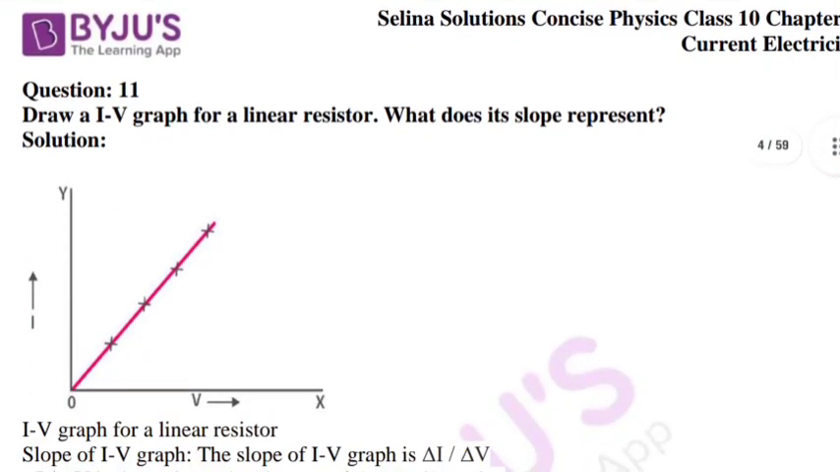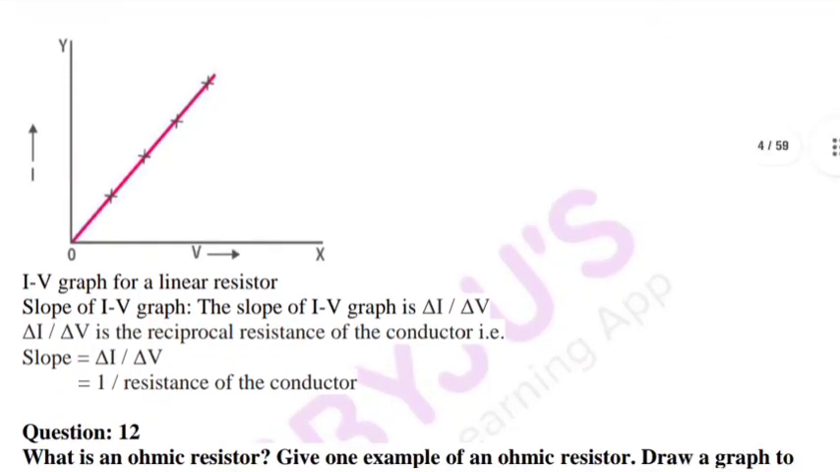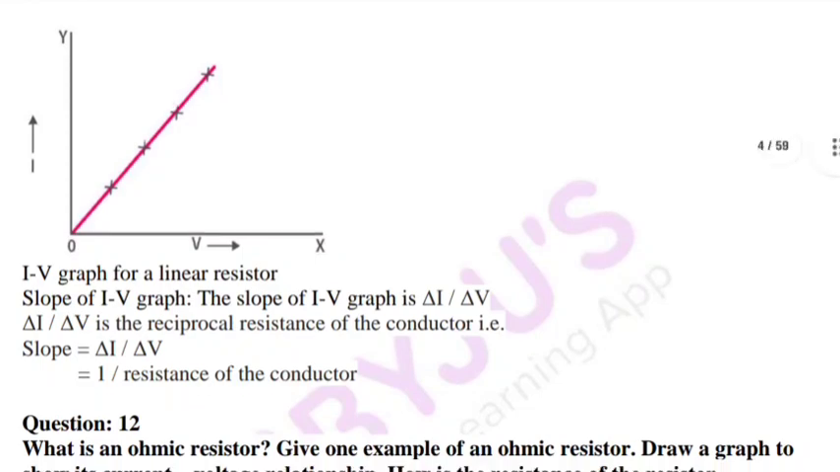Now question number 11: draw the graph of a linear resistor. What does the slope represent? In a linear resistor, the slope of the V-I graph, or the potential difference and current graph, shows the reciprocal of the resistance of the conductor, i.e. 1 by the resistance of the conductor.